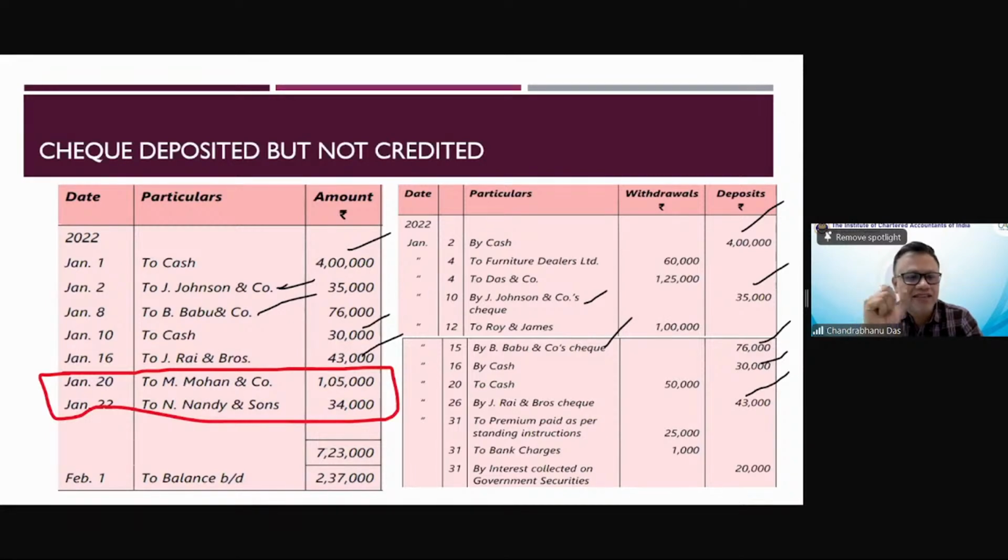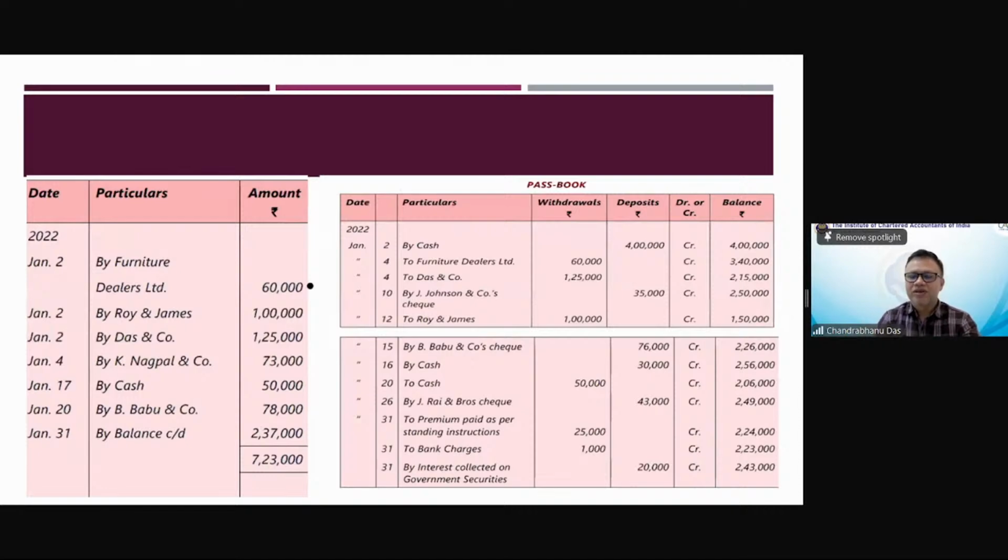That means it comes under timing difference, and under the timing difference, the event is checks deposited but not credited. Which are the checks? One check is of M. Mohan and Co. and another is N. Nandi and Sons. Now what you do is you go to the credit side. What are the payments you have made? The credit side of the cash book will be tallied with the debit side of the passbook.